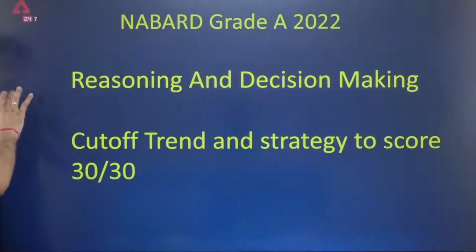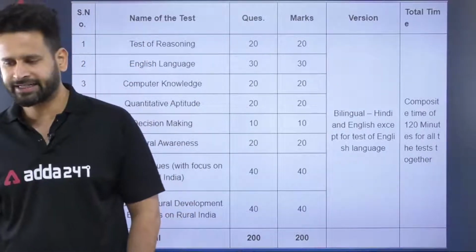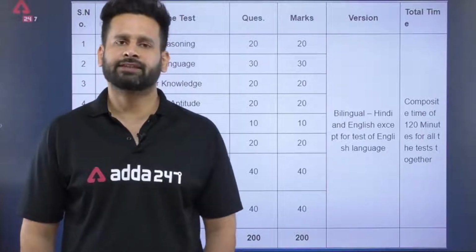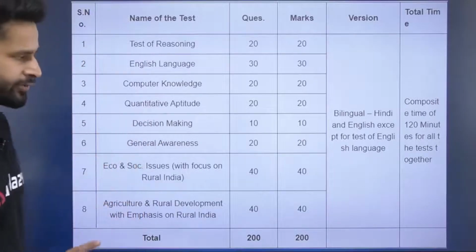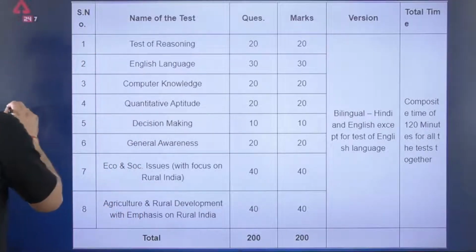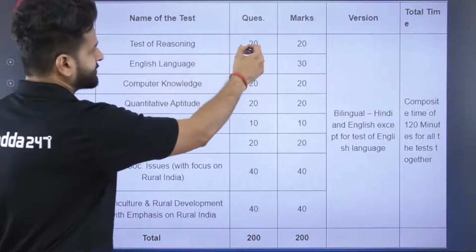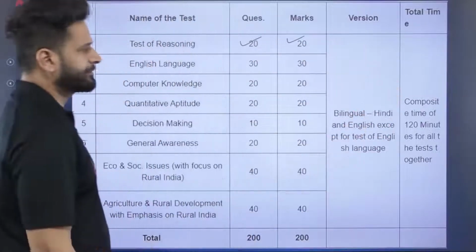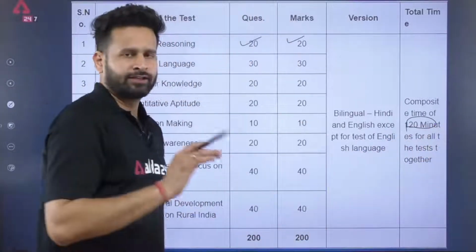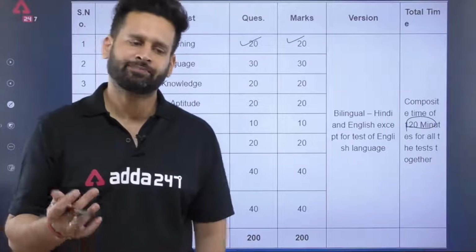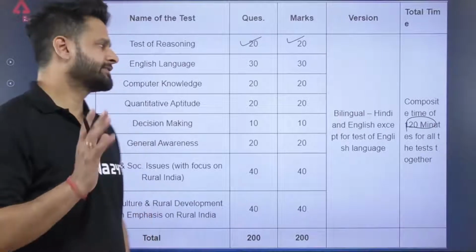So moving ahead, this is the exam pattern of phase 1, that is, we can call prelims. This screenshot I have taken from the official notification of last year. So here you can see test of reasoning is written: 20 questions, 20 marks, and a composite timing will be given, 120 minutes. So there will not be any sectional timing, right? A composite time of 120 minutes, that is 2 hours, is given to you, right?